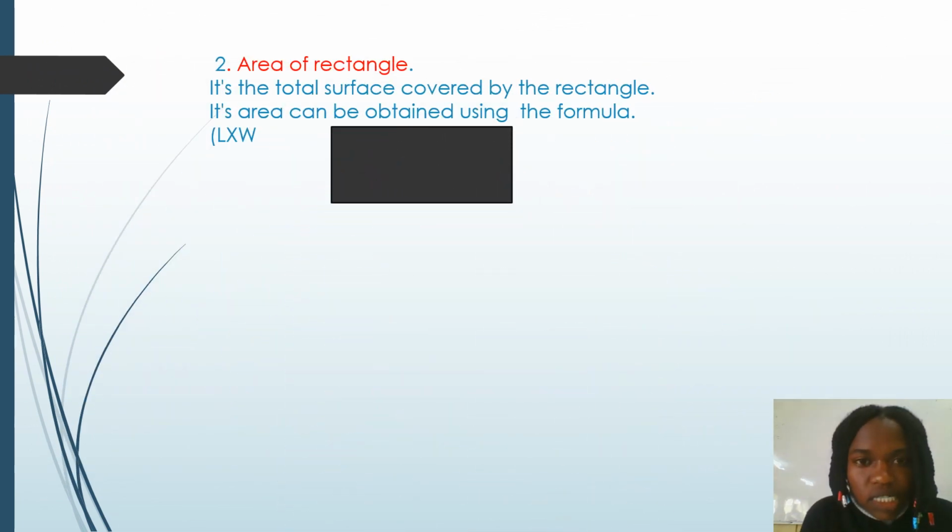We are going to look at the area of a rectangle. A rectangle is a four-sided polygon with opposite sides which are equal and parallel to each other. To find the area, it's the total surface covered by the rectangle. Area is obtained by finding the length times the width.